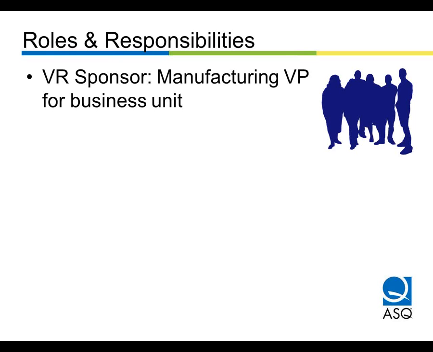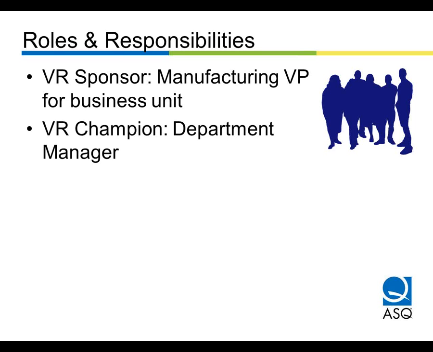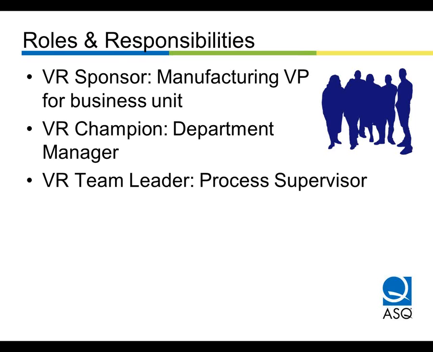Roles and responsibilities were defined as well. The manufacturing vice president for the business unit was identified as the variation reduction sponsor. The department manager, the press room manager, or the binding manager, or the customer service manager were identified as the champions. Team leader for the individual effort was one of the process supervisors. In most cases, these were multi-shift operations, and so there were multiple supervisors, and one of them would be selected to be the team leader for this effort.